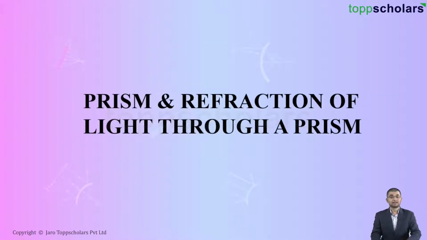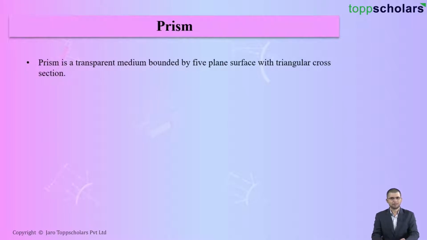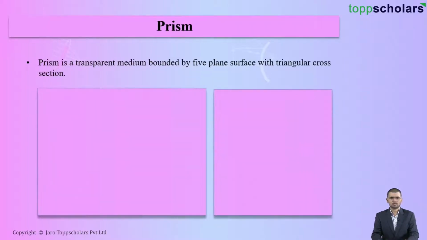Today we are going to learn a very interesting topic, that is prism and refraction of light through a prism. Let's understand what we mean by prism. Prism is nothing but a transparent medium bounded by 5 plane surfaces and a cross section of triangle. This can be observed with the help of the diagram below.